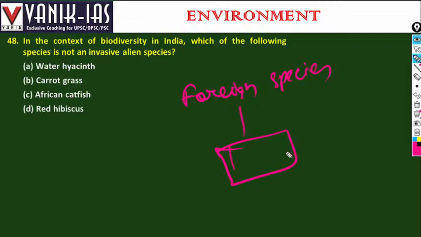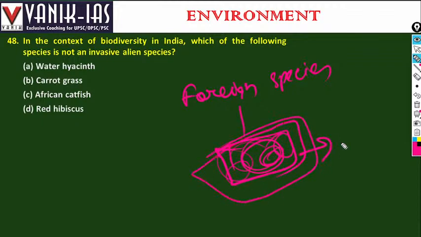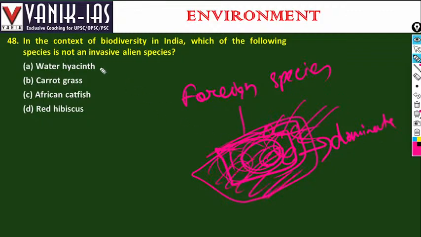Any possibilities are there. So invasive species are those species, usually those who witness very high growth in a particular area, and they dominate the whole biodiversity. When invasive species comes, all other species die and they spread over all the areas. For example, water hyacinth. So which of the following is not an invasive species? African catfish, carrot grass, this is a fish. These all are invasive species.